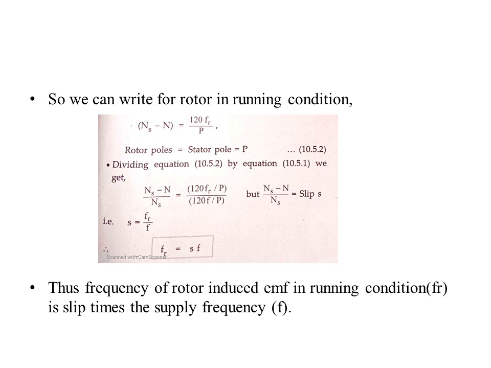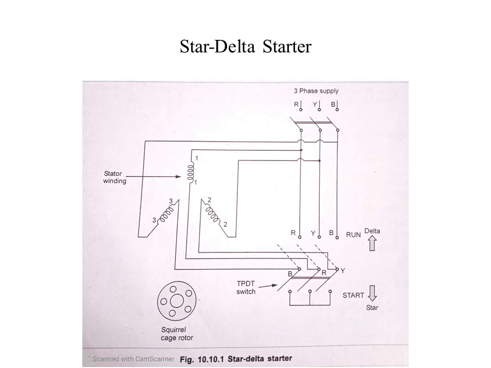Practically it is 1% to 5%. At full load it is 5%, at no load it is 1%. So, 0.01 times the supply frequency will be the frequency of the rotor current. So this is the slip speed of the rotor in the induction motor.